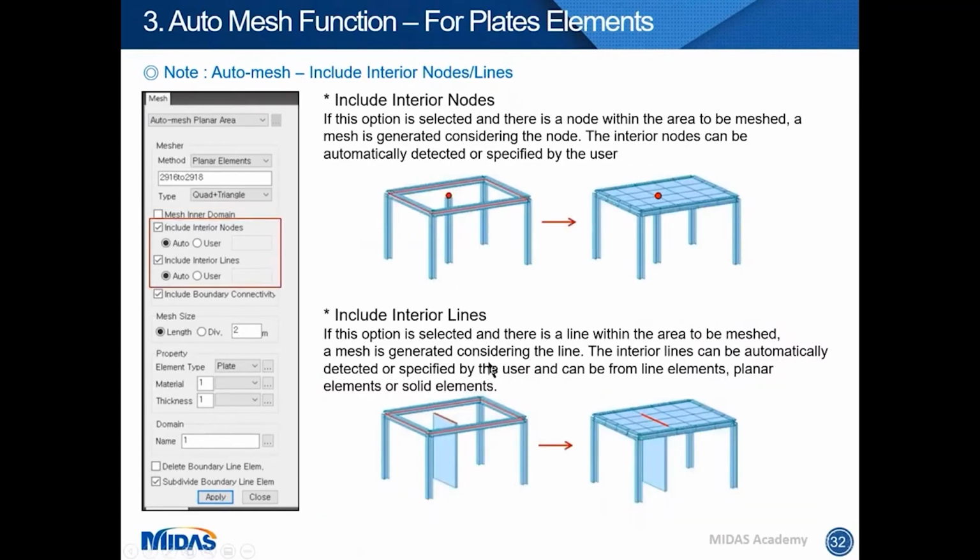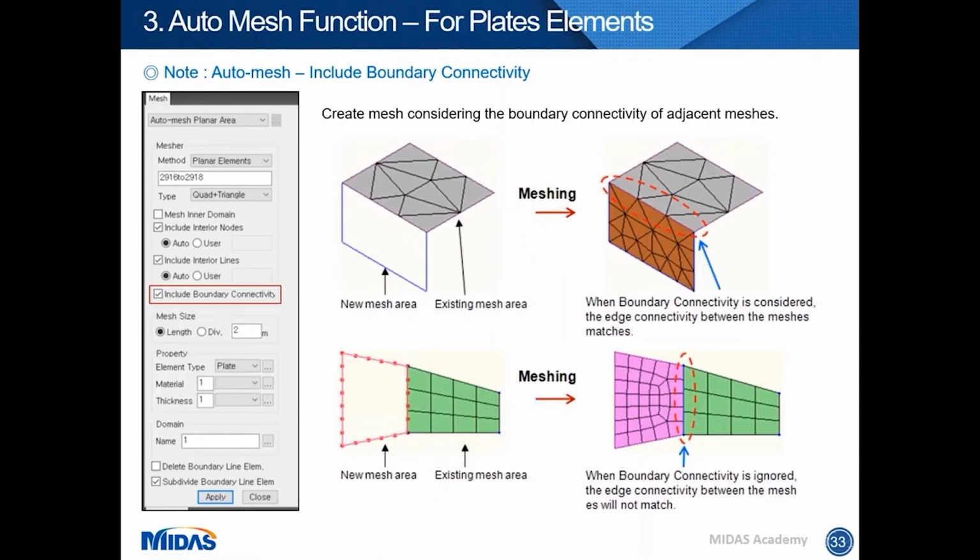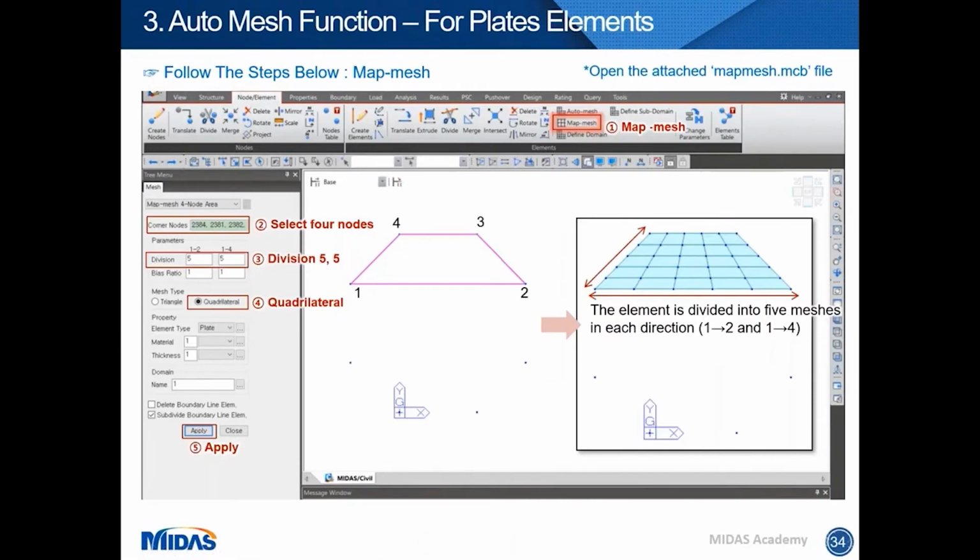And here we also have a different option, element or node, whether to consider the node or element when we generate the mesh. We can also consider node sharing when we have multiple areas to generate mesh with using the automatic function multiple times. The nodes should be shared, but sometimes they are not. That's why we have this function, include boundary connectivity.